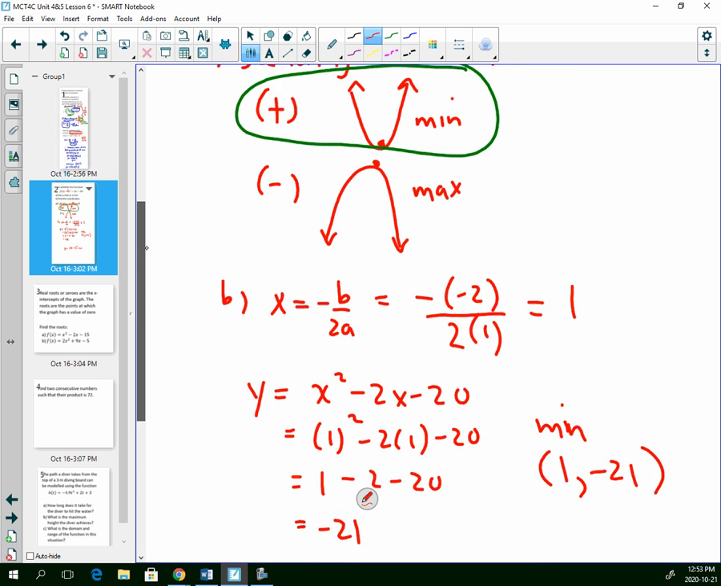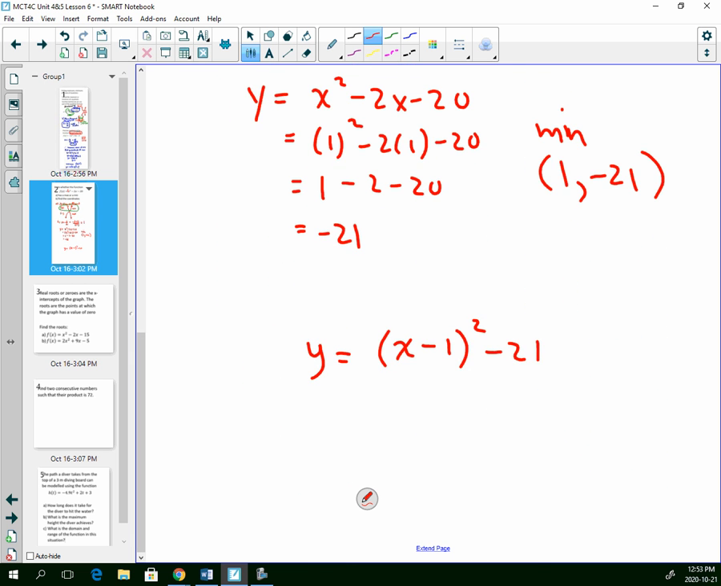Okay, so it's a lot faster to do it that way than completing the square. Completing the square can be, especially if there's a leading coefficient, a little tricky. Okay, let's see what we have next.